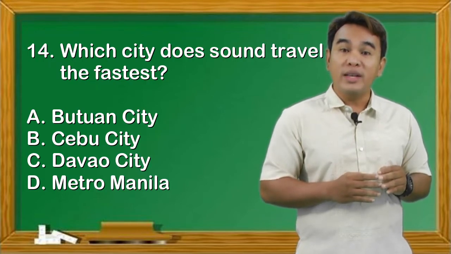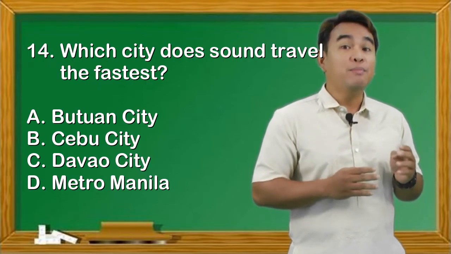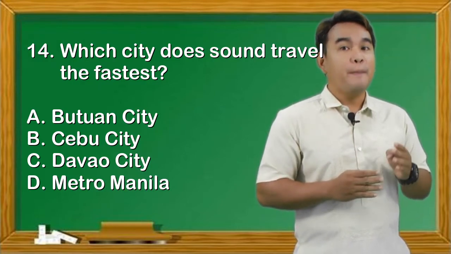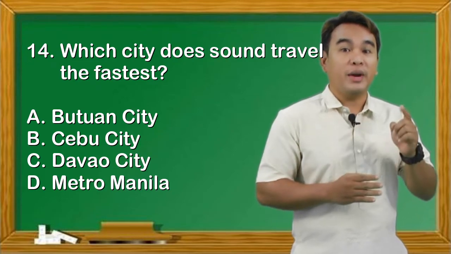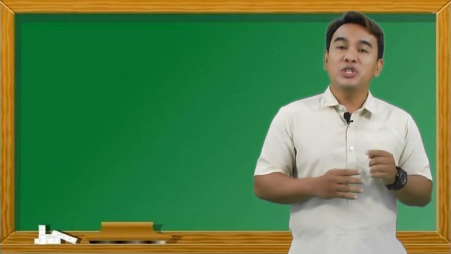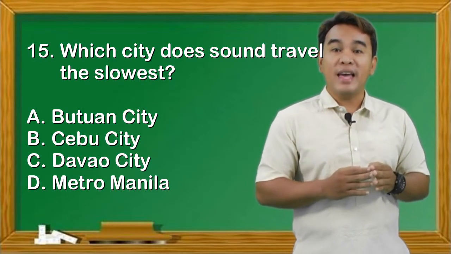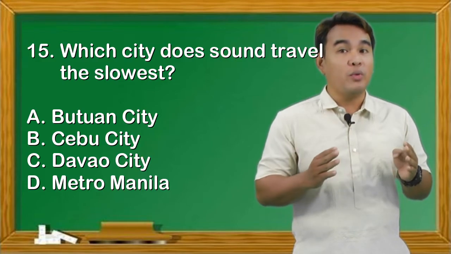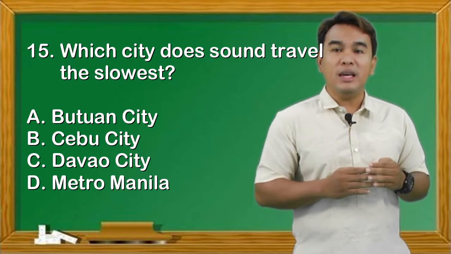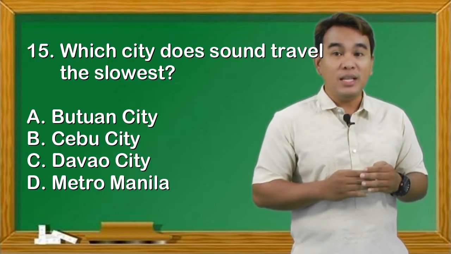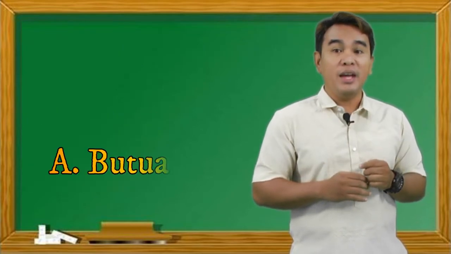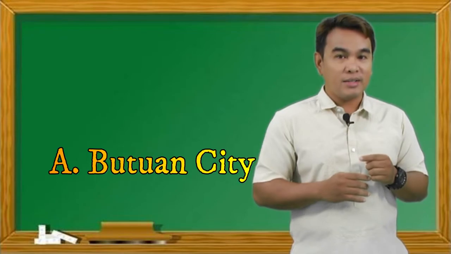A, Butuan City. B, Cebu City. C, Davao City. Or D, Metro Manila. The correct answer is letter D, Metro Manila. Question number 15. Which does sound travel the slowest? A, Butuan City. B, Cebu City. C, Davao City. Or letter D, Metro Manila. If your answer is letter A, then you are correct.